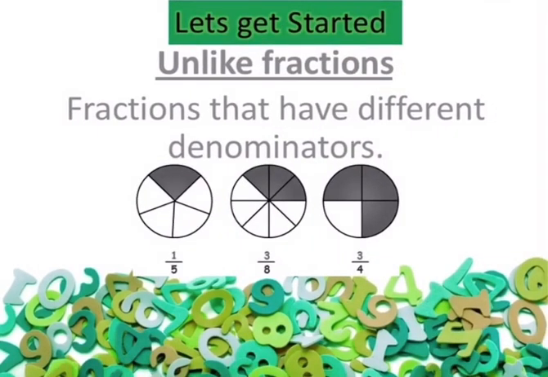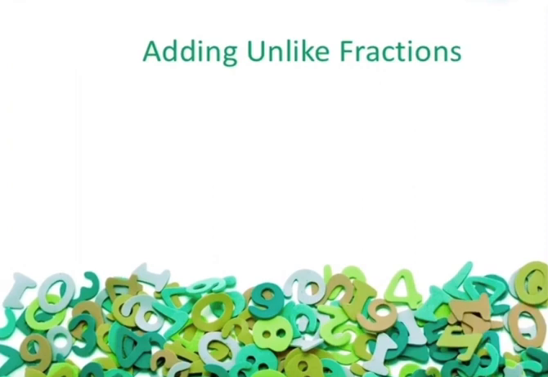Now that we know about like fractions, let's see what unlike fractions are. Unlike fractions, which we have already studied, are those fractions which have different denominators, like 1 by 5, 3 by 8, 3 by 4. All the numbers have different denominators; they are not the same. So now we will study how we can add these unlike fractions.